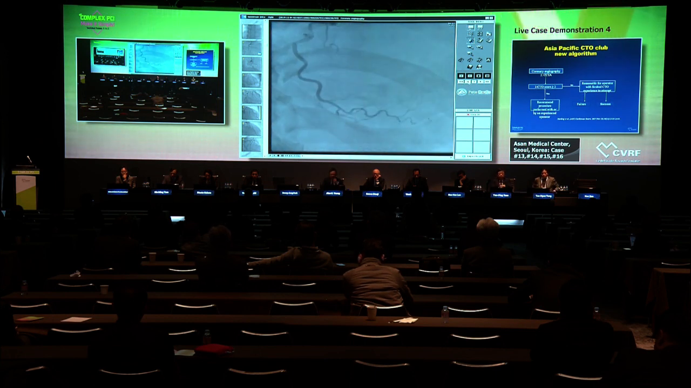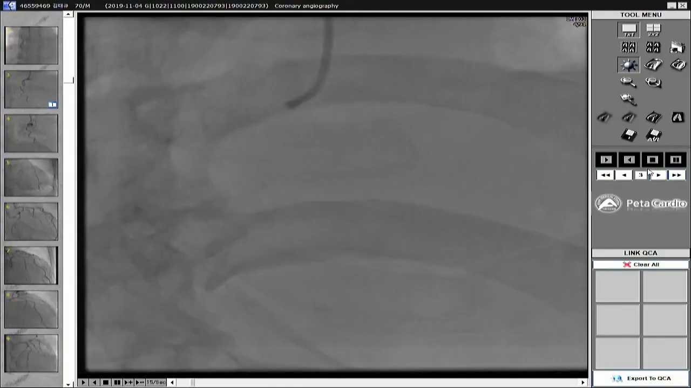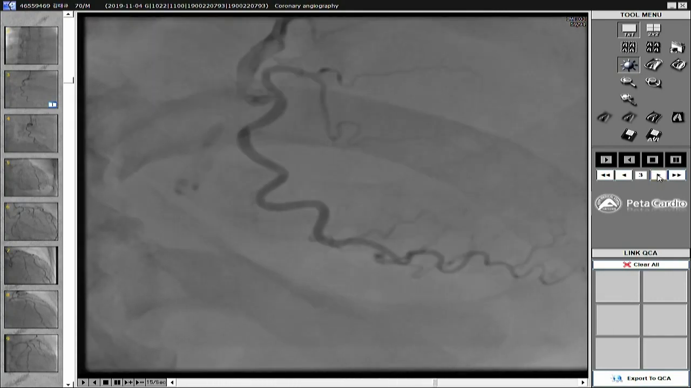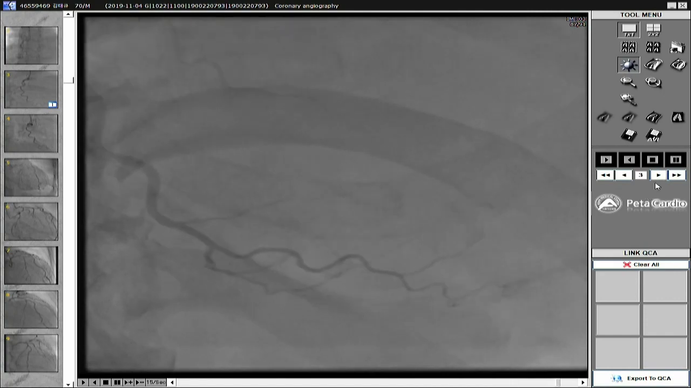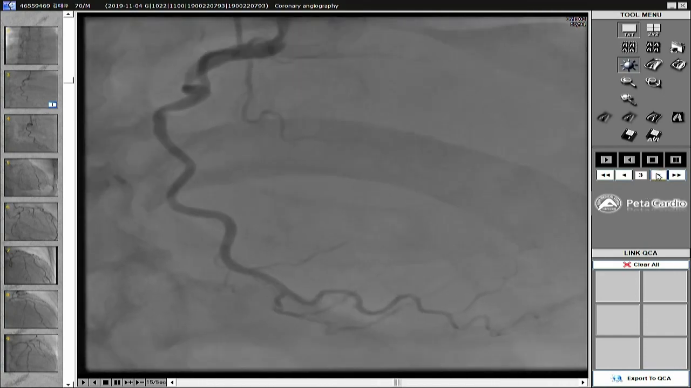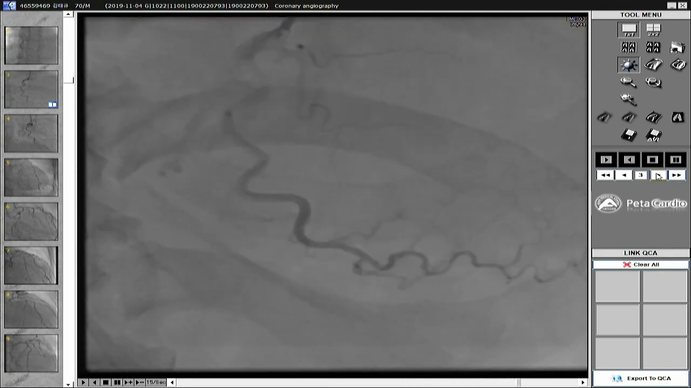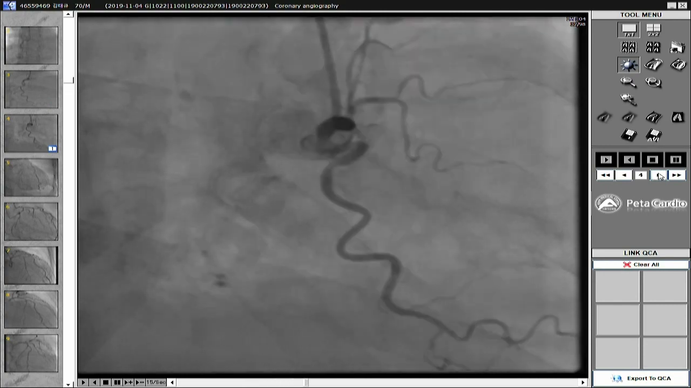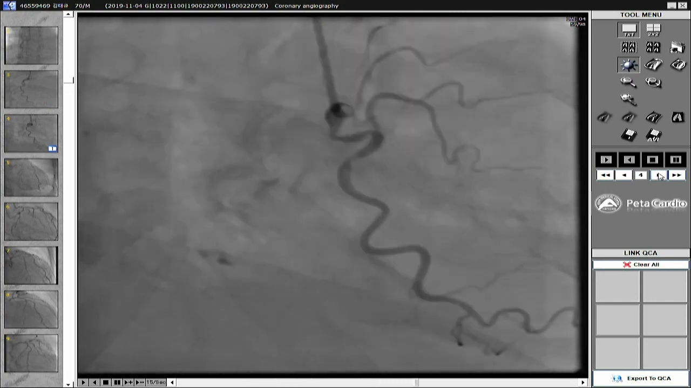This is an angio that was taken at our hospital on November 4th, and you can see the abrupt cutoff at the bifurcation at the RCA, RV branch. You can see, okay, down. You can see the calcium that is indicating the root of the RCA down.